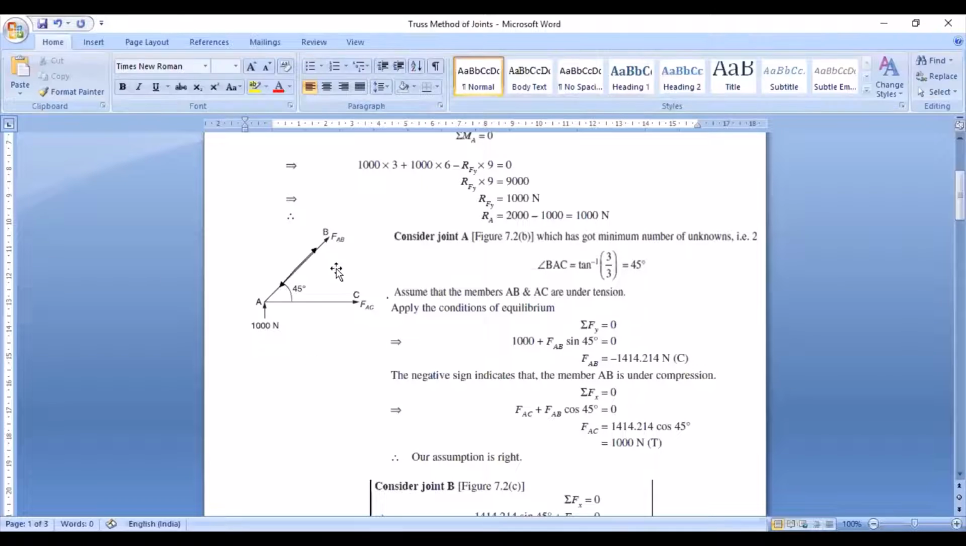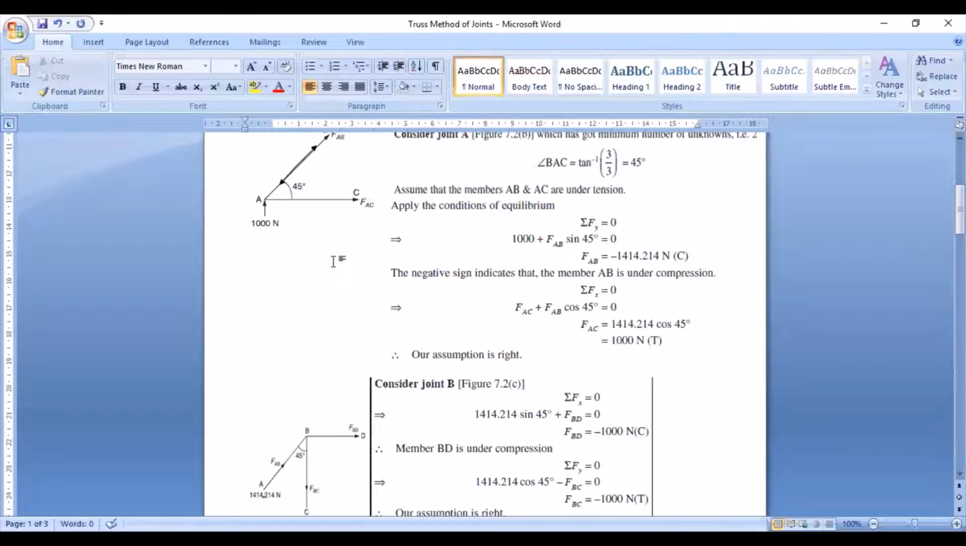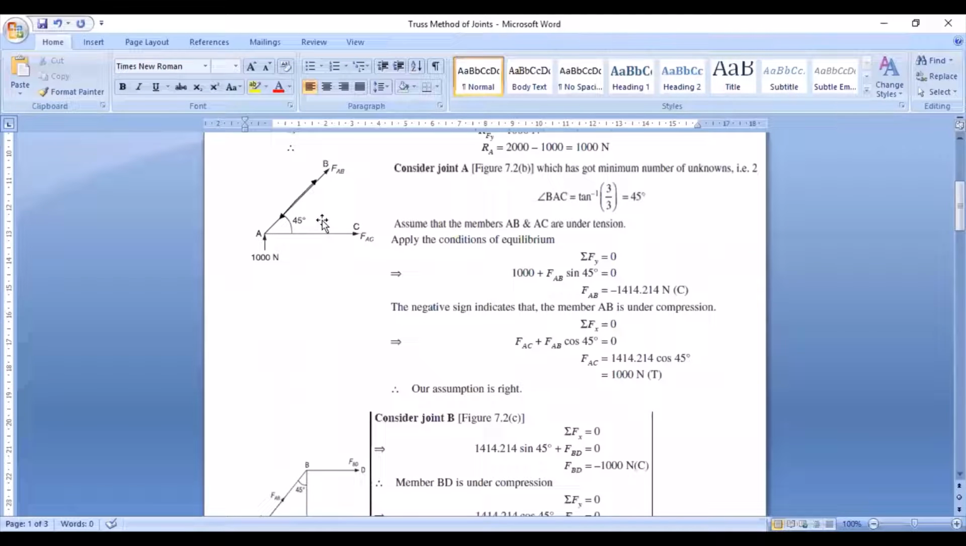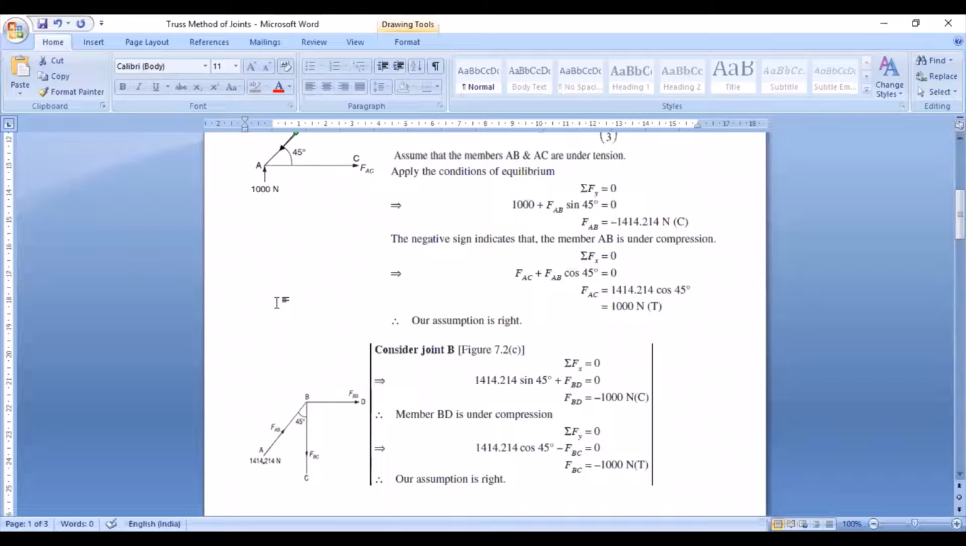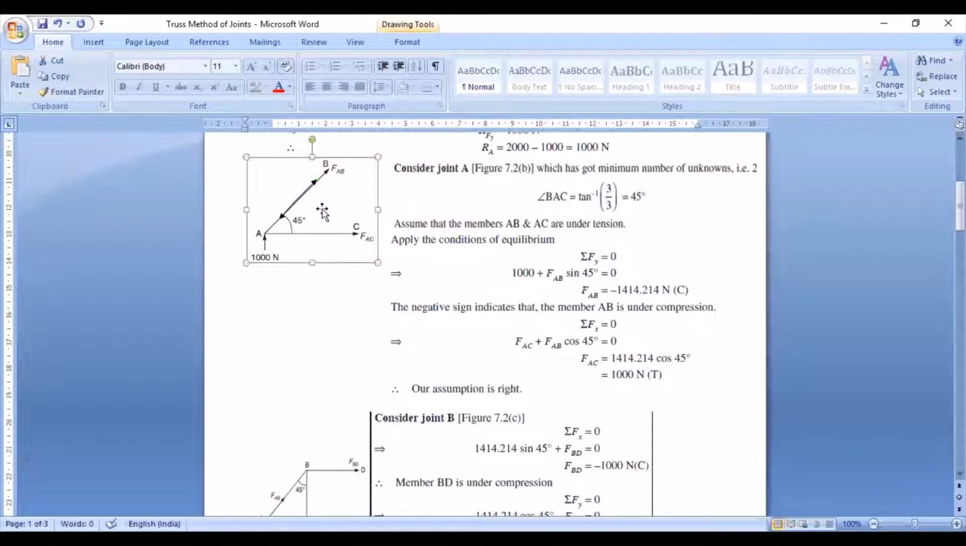Now see, for joint B, you can see, you are supposed to consider this arrow now, which is moving towards B. So that is the reason it is written like this. So FAB is moving towards B now, which I have already calculated. I hope this diagram is clear to everyone.